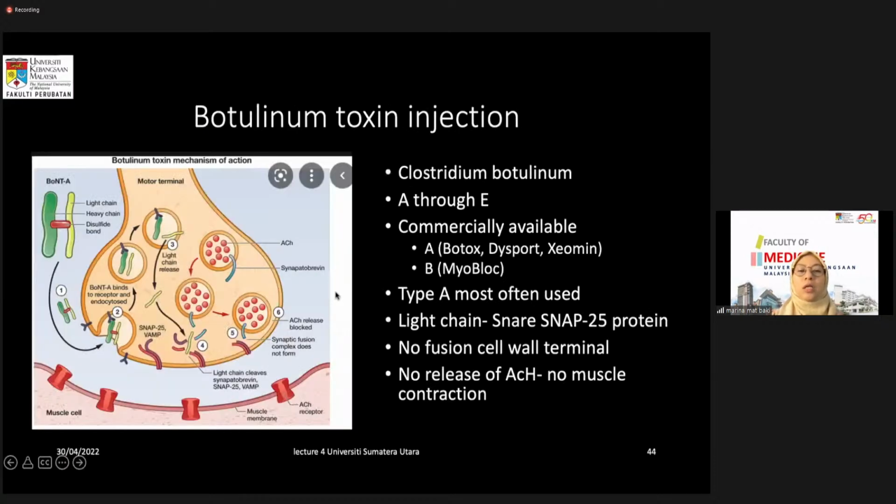Now we're going to focus on botulinum toxin. What does this botulinum toxin injection do? It is derived from Clostridium botulinum, a bacteria. There are different types of botulinum toxin from A through E, but the ones we use for spasmodic dysphonia are A or B. The most commonly used is A, which is commercially available, such as Botox, Dysport, and Xeomin. And what does this botulinum toxin do? It prevents release of acetylcholine.